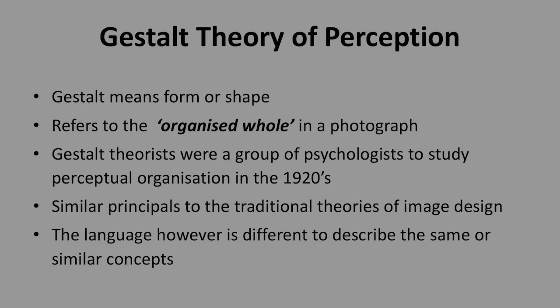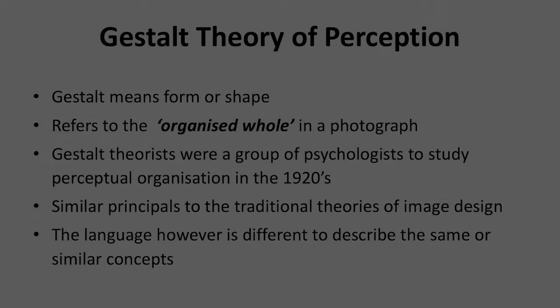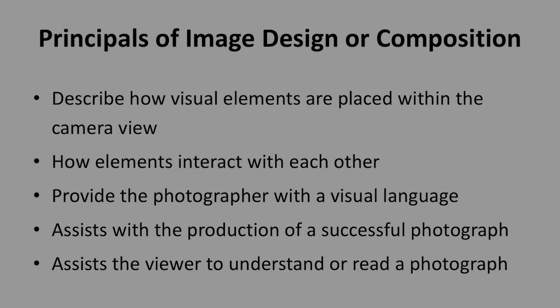The use of compositional principles is a way to avoid ambiguity in your photographs. These principles describe how compositional elements are placed within the camera view. The principles also deal with how elements interact with each other. Compositional principles provide us with a language not only to create successful photographs, but also to view and understand photographs.